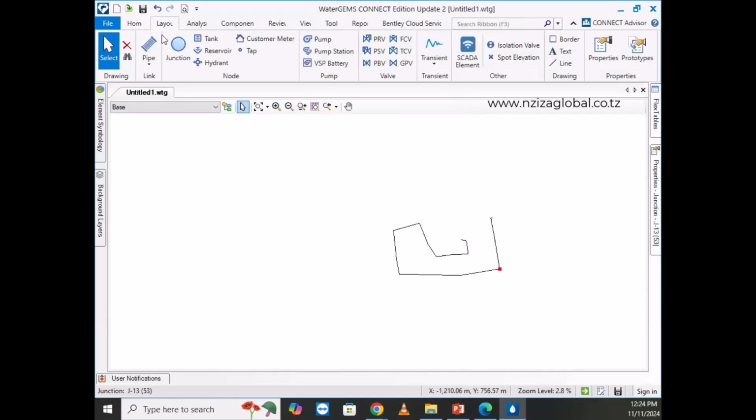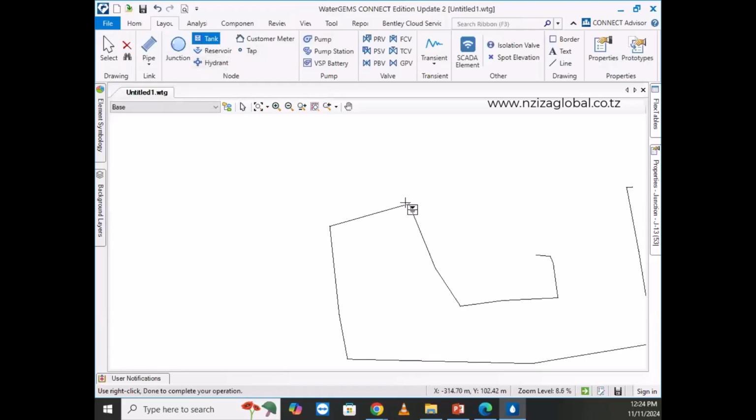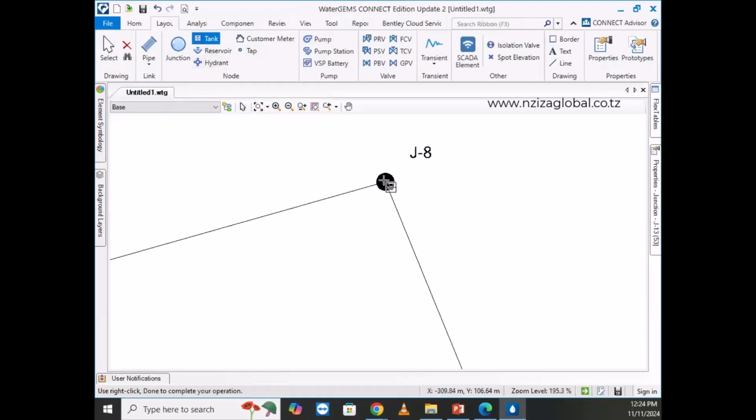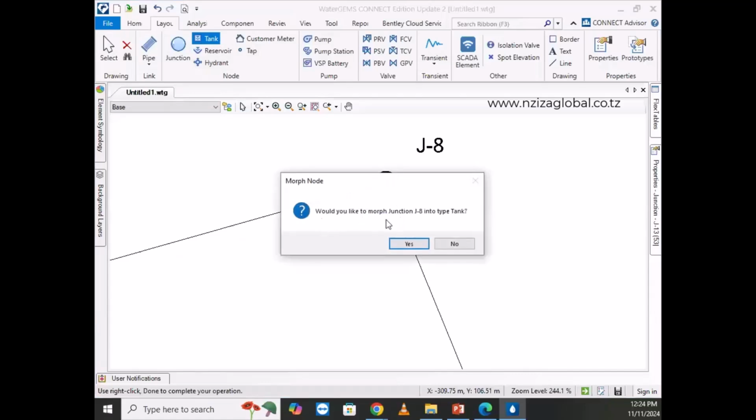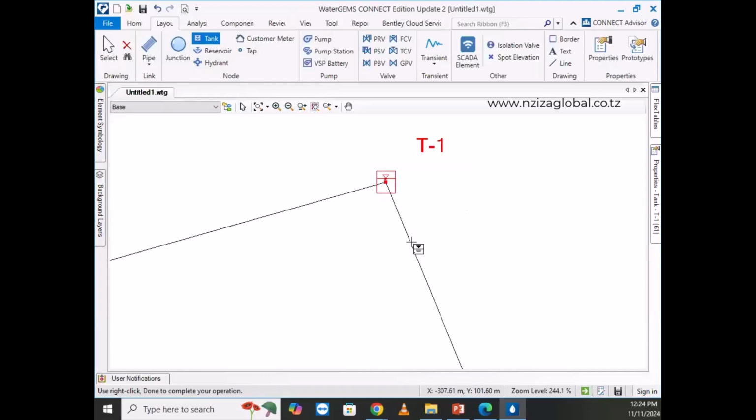Okay. So we were on layout. In layout, there are nodes, pipes, junctions, tanks, reservoirs, and pumps. They are the ones that will be mostly used. By clicking on tank, I come into my network and add it here. This node will be changed into a tank. I do this, and they ask me, would you like to change the junction G8 into type tank? I say yes. It changed immediately.